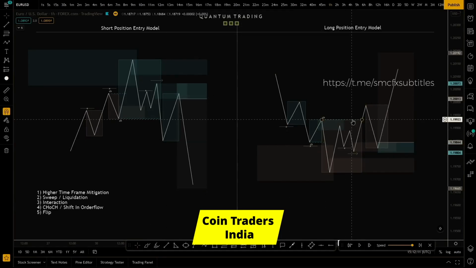And then that interaction leads to a change of character, where we can see here the high followed by the low followed by the high in a long example. We can see a high followed by a low in a bearish example, okay? And then the final thing that we need to see then is the flip, which is essentially the zone that has been formed from the interaction to supply or demand, okay?